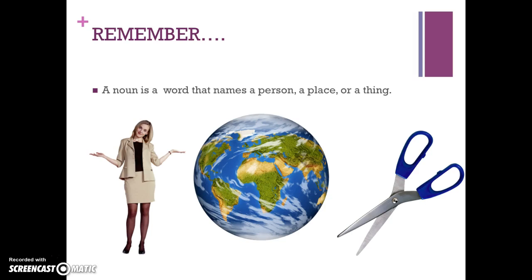In the photos below, we see three different nouns. First, we have a woman. She is a noun because she is a person. Next, we have the earth, which represents all the different places in the world that are also nouns, such as states like New York, New Jersey, Florida, California, and much more. Last, we have a pair of scissors, which is also a noun because it is an object or a thing. Look around you. Everything that you see that you can name is a noun.